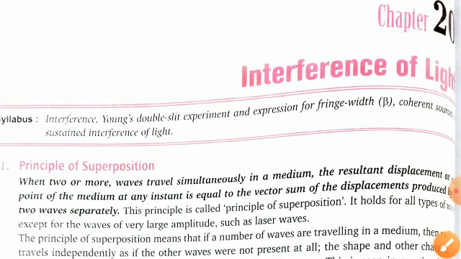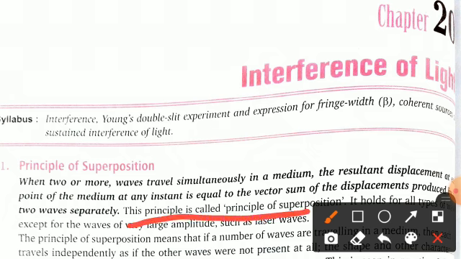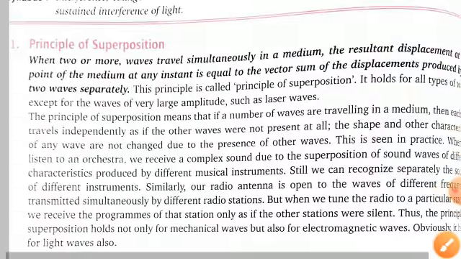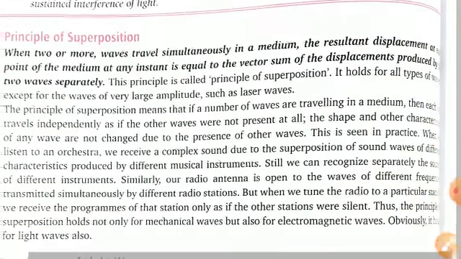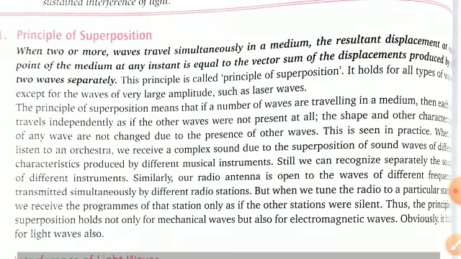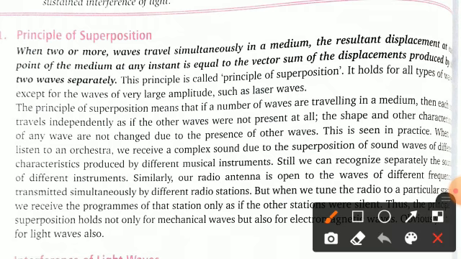It holds for all types of waves except for waves of very large amplitude, such as laser waves. Fine. So this law holds for every wave, leaving out waves which have a very large amplitude like laser waves. The principle of superposition means that if a number of waves travel in a medium, then each wave travels independently as if the other waves were not present at all. Fine. The shape and the other characteristics of any wave are not changed due to the presence of other waves.